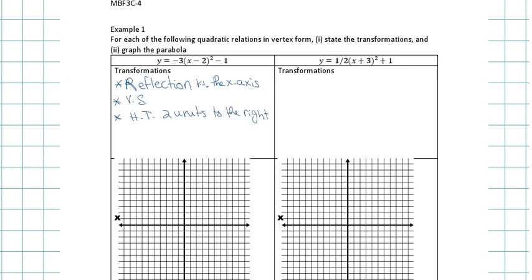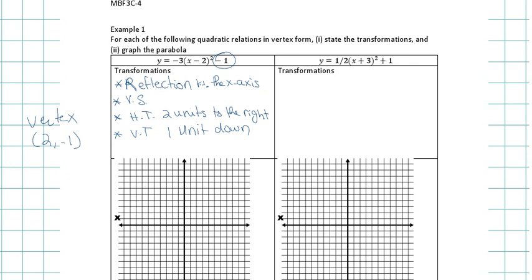Okay, and last? Vertical translation 1 unit down, because it's negative. Right? This is negative. This is as is. So that means I have to move it down. What's my vertex? 2, -1. Right? 2 to the right, 1 down.